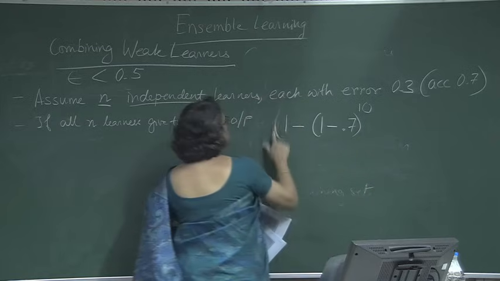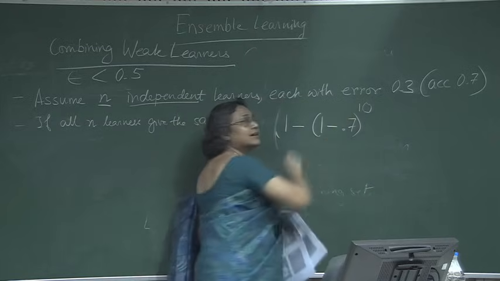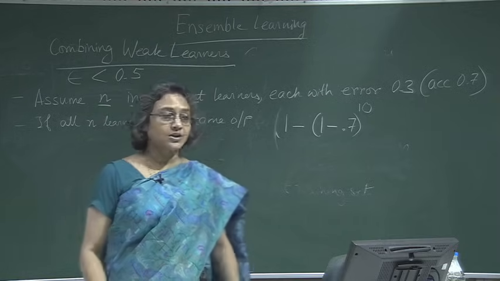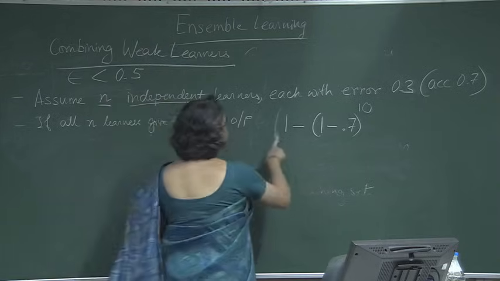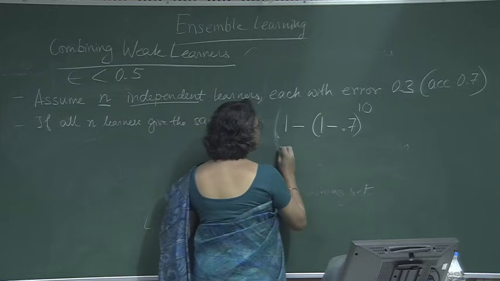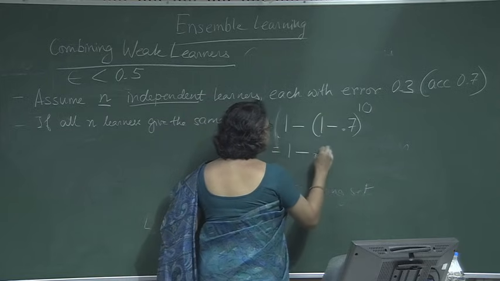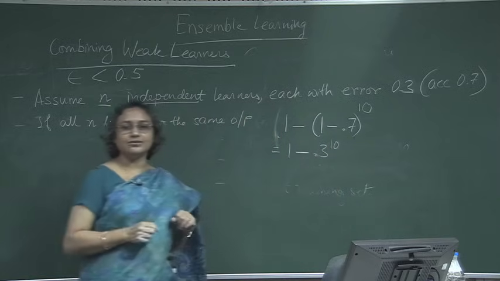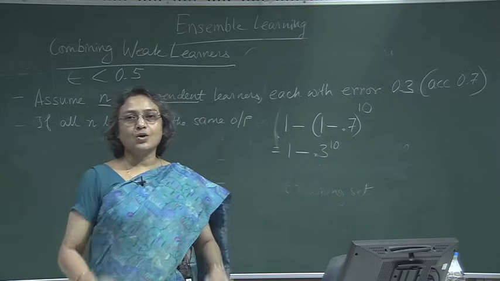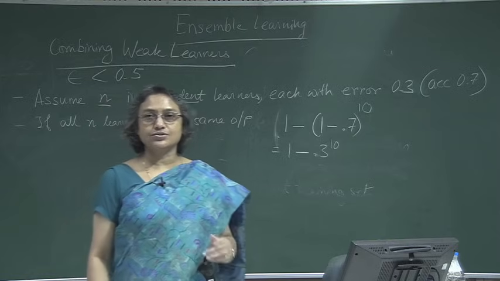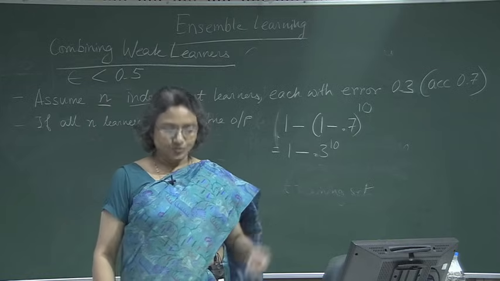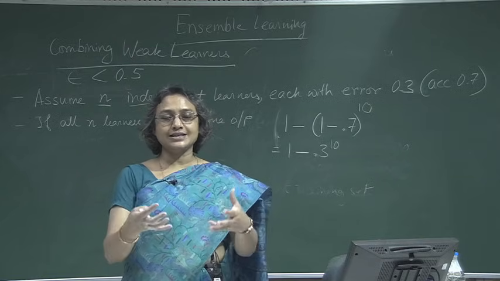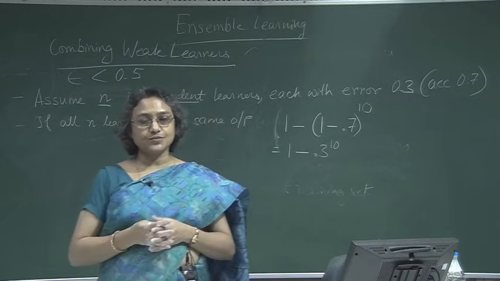Right. So, if you use 10 learners and all of them give the same output, your confidence on the learners is 1 minus 0.7 to the power 10, which is 1 minus 0.3 to the power 10. You can find the value of this expression, but it will be quite high, very close to 1. So, you are getting higher confidence if all the learners agree on the output.